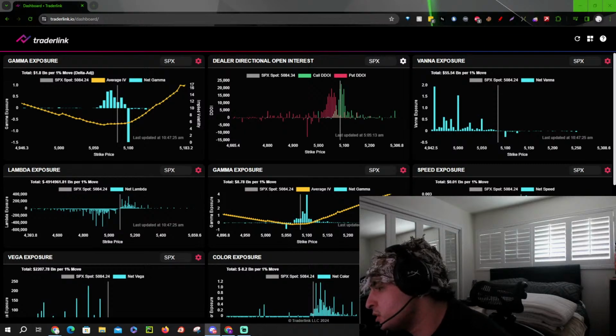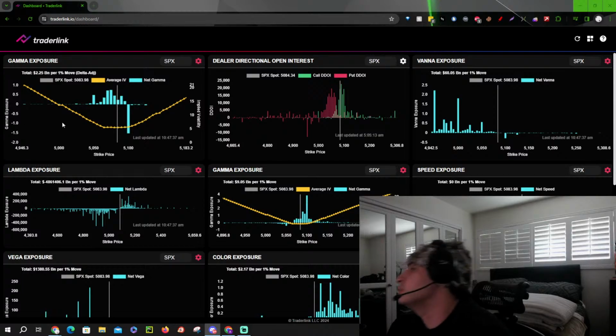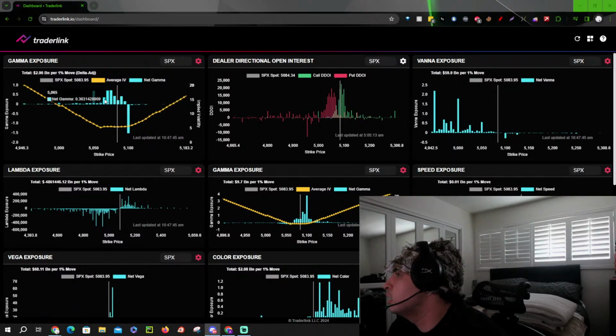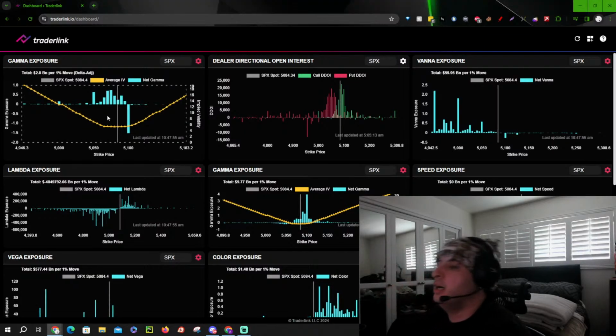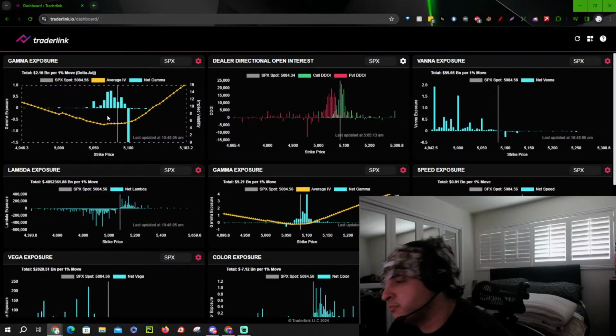Looking at the gamma exposure chart, would you say that 5075 is the possible support level? 5075. I think 5065 personally, but pretty close, I will say. Again though, just my own 2 cents. Who am I? I'm just the math guy.